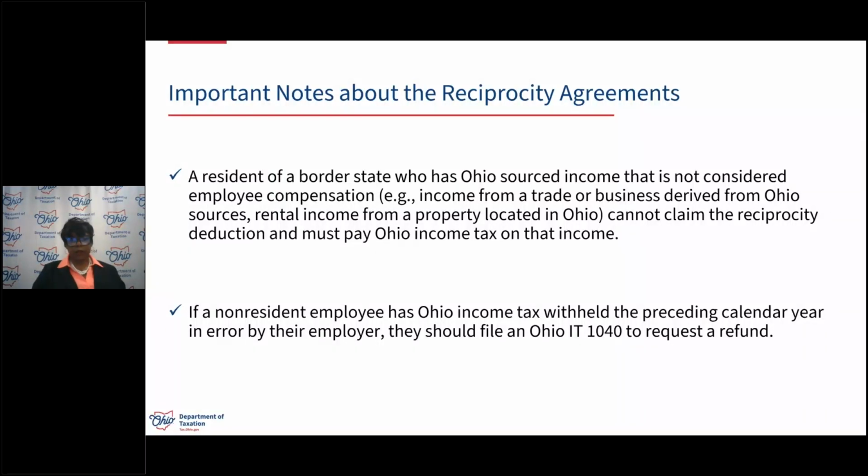A couple of notes about the reciprocity agreement. A resident of a border state who has Ohio-sourced income that is not considered employee compensation cannot claim the reciprocity deduction and must pay Ohio income tax on that income. A good example is rental income from a property located in Ohio. If a non-resident employee has Ohio income tax withheld in a prior year by the employer in error, they should file our Ohio IT 1040 to request a refund.